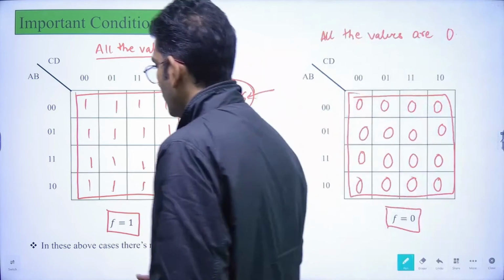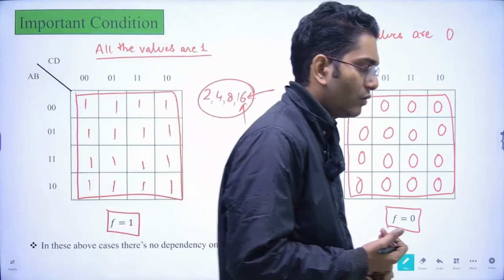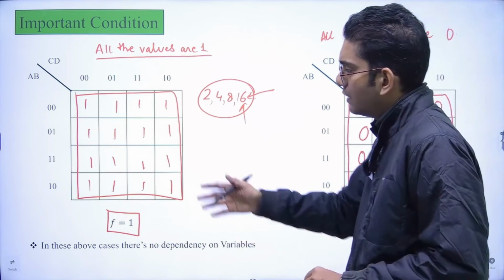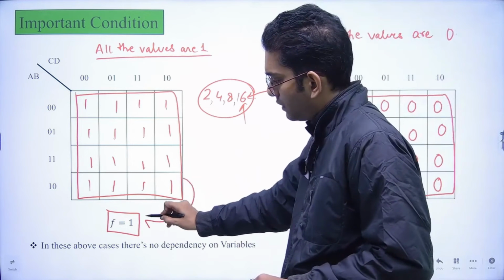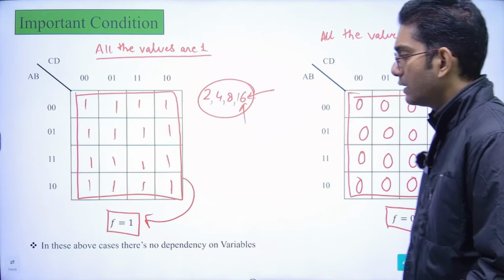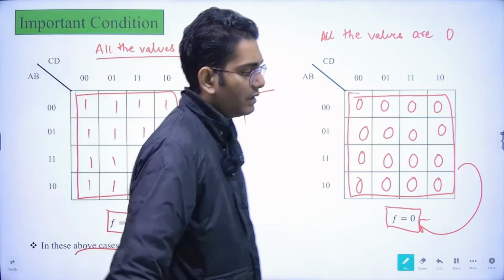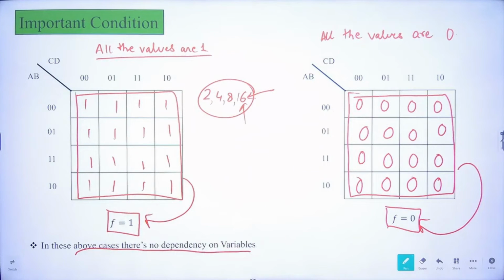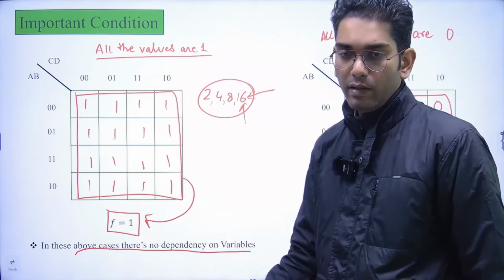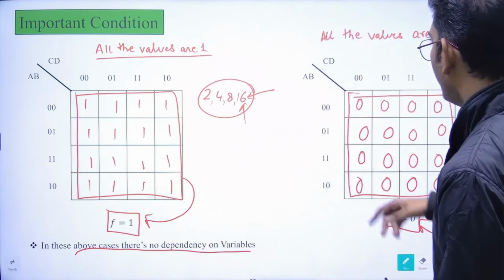So if these two special conditions arise in your question, then you can conclude that for this we will get f is equal to 1, and for this we will get f is equal to 0. The conclusion is that in these above cases, there's no dependency on variables, because the final expression we are getting, f is equal to 1 and f is equal to 0, means these values are not dependent on any variables. So you can have a look at it.